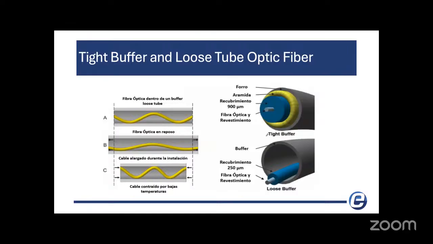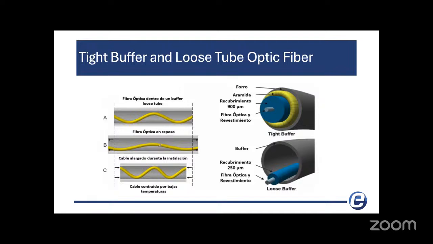You have probably also heard about tight buffer and loose tube optic fiber. Sorry, this one's in Spanish, so I'll just talk a little bit about it. In the loose tube environment, it's better to have a loose buffer when you're doing outside installations that are very dependent on weather elements. Heat and cold are influential in the installation of fiber. With a tight buffer, you have your jacket on your fiber, and other layers on it. So when it's affected by heat or cold, the wire can contract.